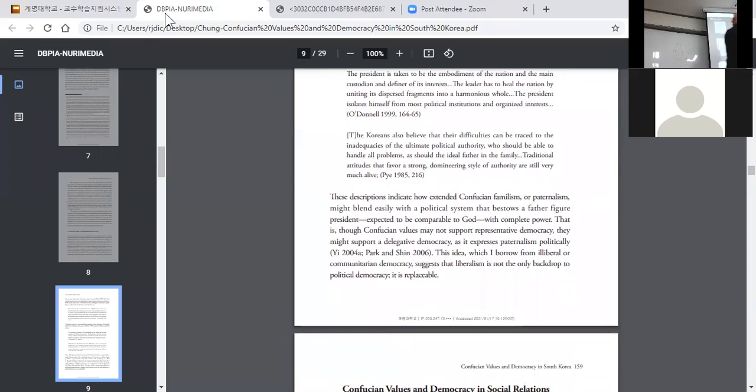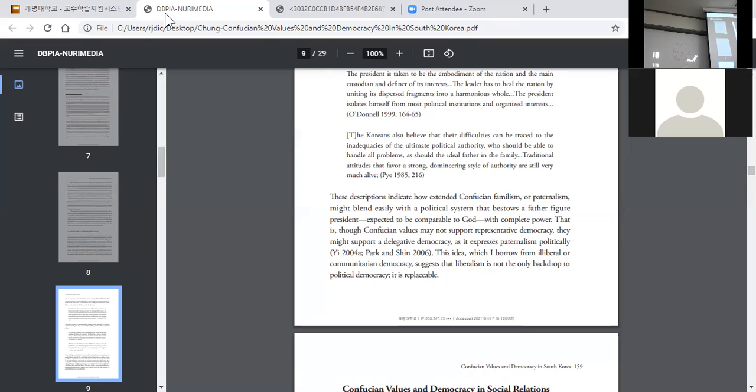So at the bottom we see this phrase, illiberal or communitarian democracy. The reason I point this out is because Korea's constitution defines this country as a liberal democracy. That is the exact words in the constitution written in Korean. I forget the words, but that's the perfect translation. Liberal democracy. What does that mean? Ask a political scientist, they'll tell you.